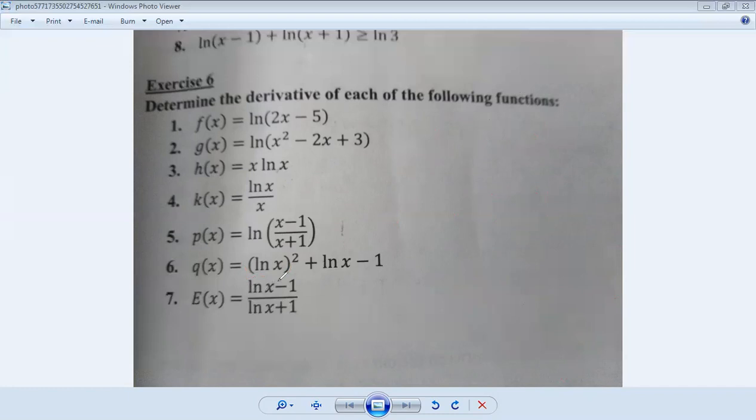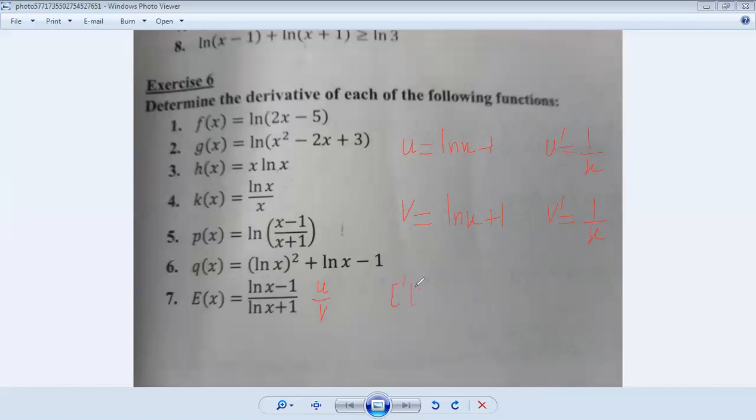p of x is equal to ln x minus 1 over ln x plus 1, as k of x, u over v. If we say that u equals ln x minus 1, then u prime is equal to 1 over x. The derivative of ln x is 1 over x and the derivative of 1 is 0. And v equals ln x plus 1, then v prime is equal to the derivative of ln x, which is 1 over x. We have here u prime times v.